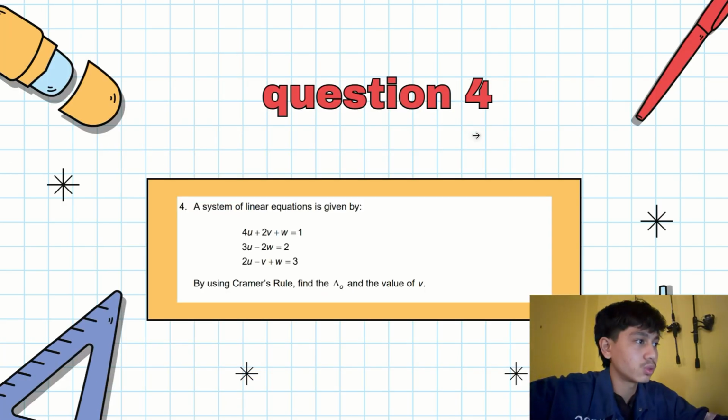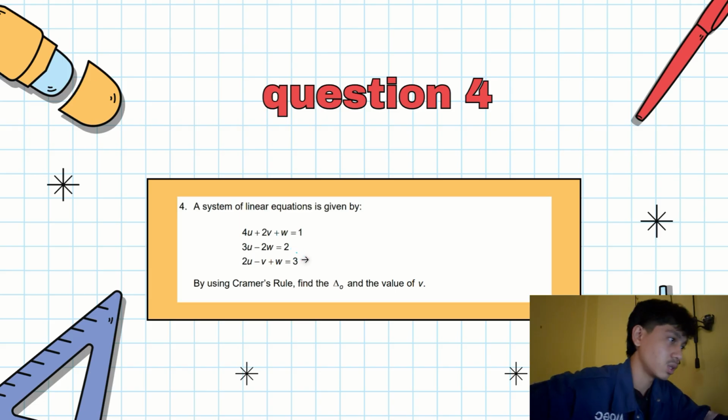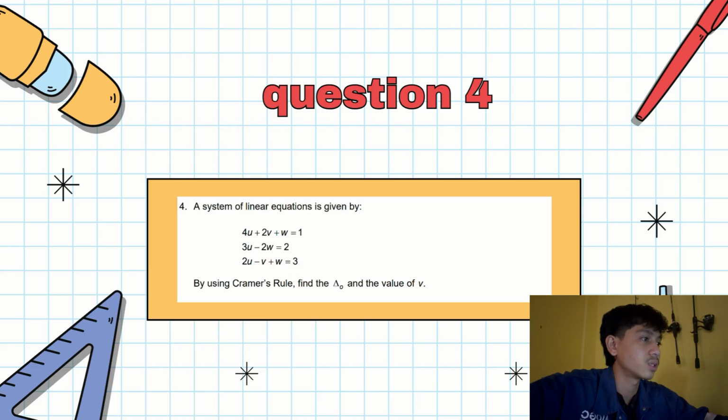Okay, now we move on to question 4. I will explain how to solve a system of linear equations using Cramer's rule. In this question, we are required to find the values of u, v and w. First, we take a look at the three given equations clearly. We notice that the second equation does not contain the variable v, so we rewrite it by including 0v. This is necessary because Cramer's rule requires all three variables in every equation.